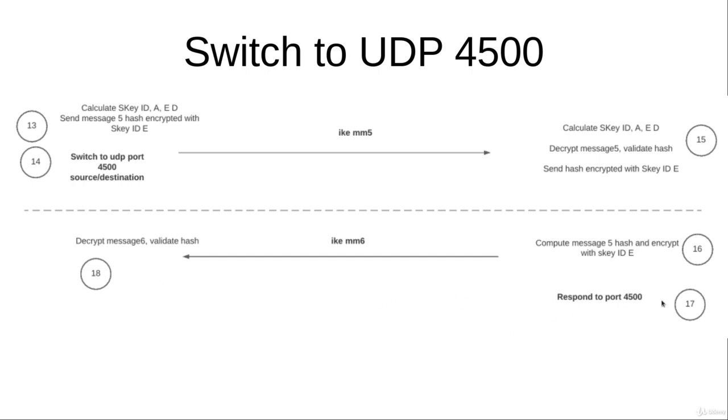This is step 17. The initiator gets message 6. It decrypts it using the SKEYID_E and verifies the hash. If it checks out, phase 1 is complete. Phase 2 quick mode messages will use that same UDP port 4500. The reason I am going into those details is that we will go through more complicated scenarios that require a full understanding of how this process works.